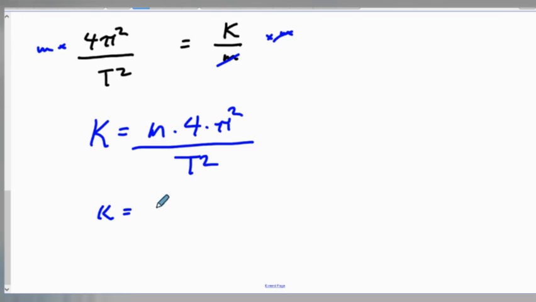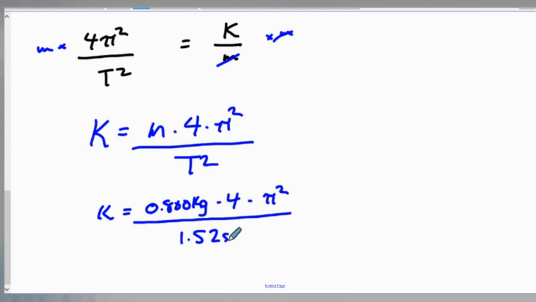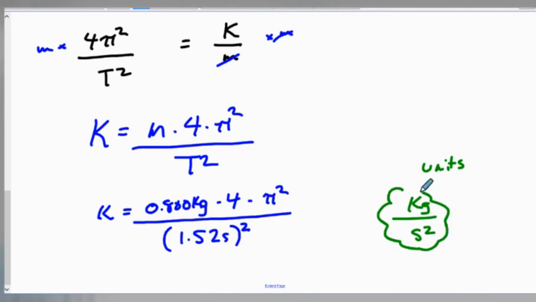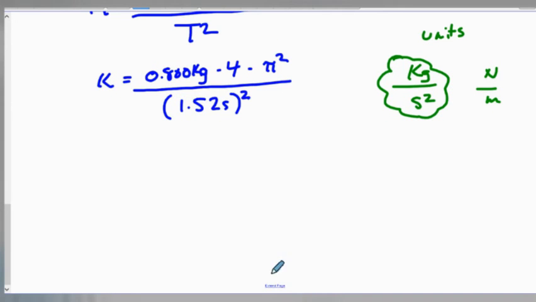So here we go. m, 0.8 kilograms, times 4 times pi. There's a button on the calculator for pi. Divided by my period, which was 1.52 seconds squared. Once again, I'm just going to double check my units. I'm going to end up with kilograms, right? Because there's no other units here. 4 pi, no units, over seconds squared. Perfect. We looked at it a few minutes ago. That is the same thing as a Newton per meter, which is the k units that we'd like.